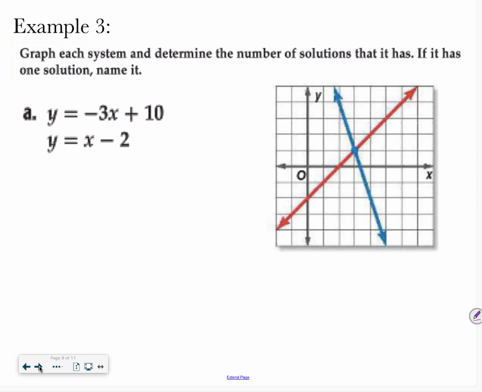So I've done the first part, graph each system, determine the number of solutions. I see it intersects at one point, so that means there's one solution, and that solution is the coordinate where they intersect. So if I look, I go 1, 2, 3, so my x value is 3. I go up 1, so my solution is (3, 1).